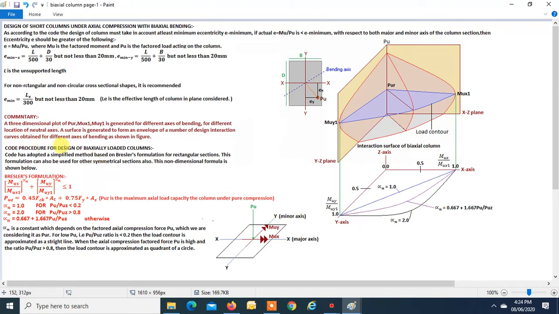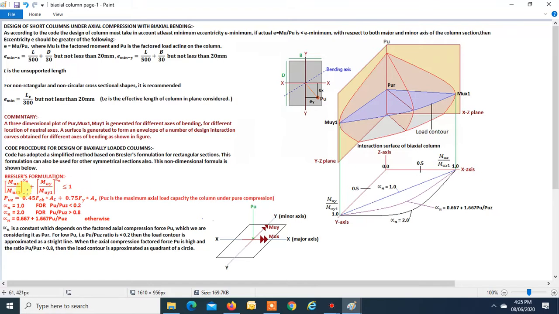Code procedure for the design of biaxially loaded columns. The code has adopted a simplified method based on Bresler's formulation for rectangular sections. This formulation can also be used for other symmetrical sections. This non-dimensional formula is as shown below. So this is the formula. Mux is the design moment about the major axis. Muy is the design moment about the minor axis.